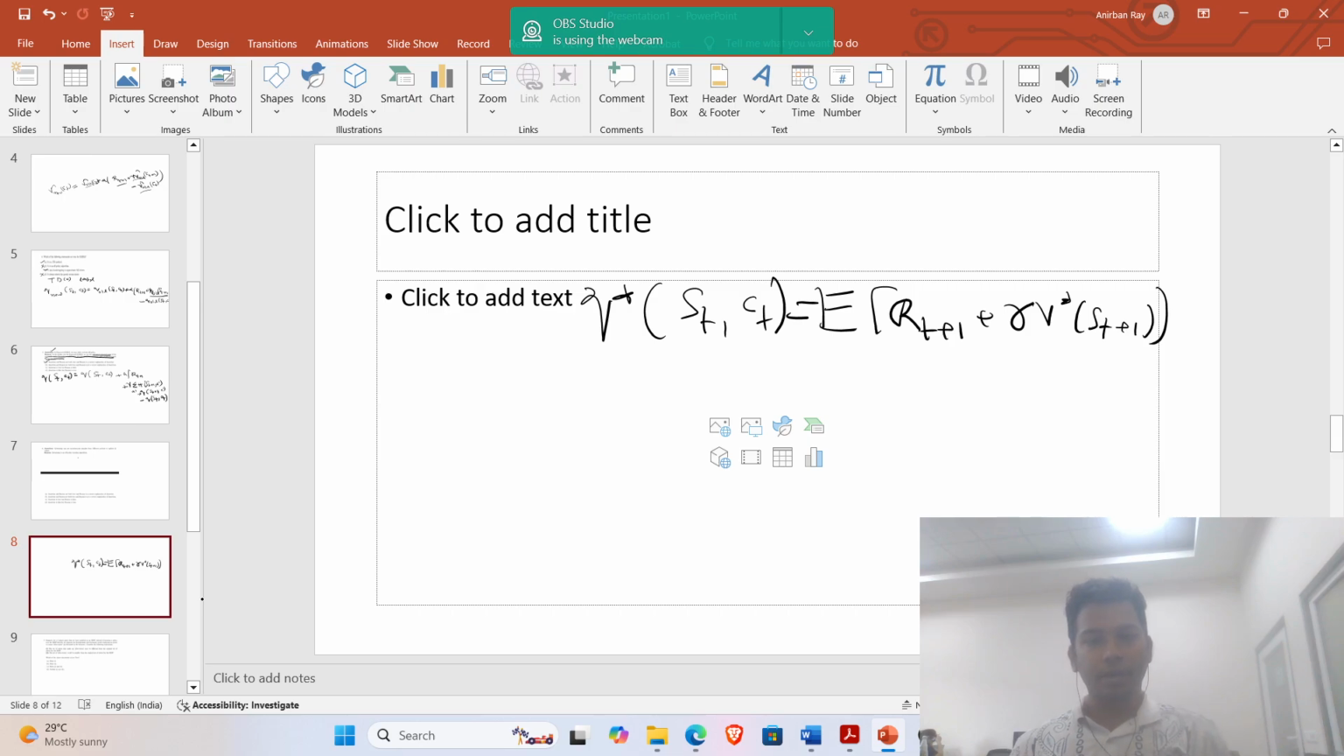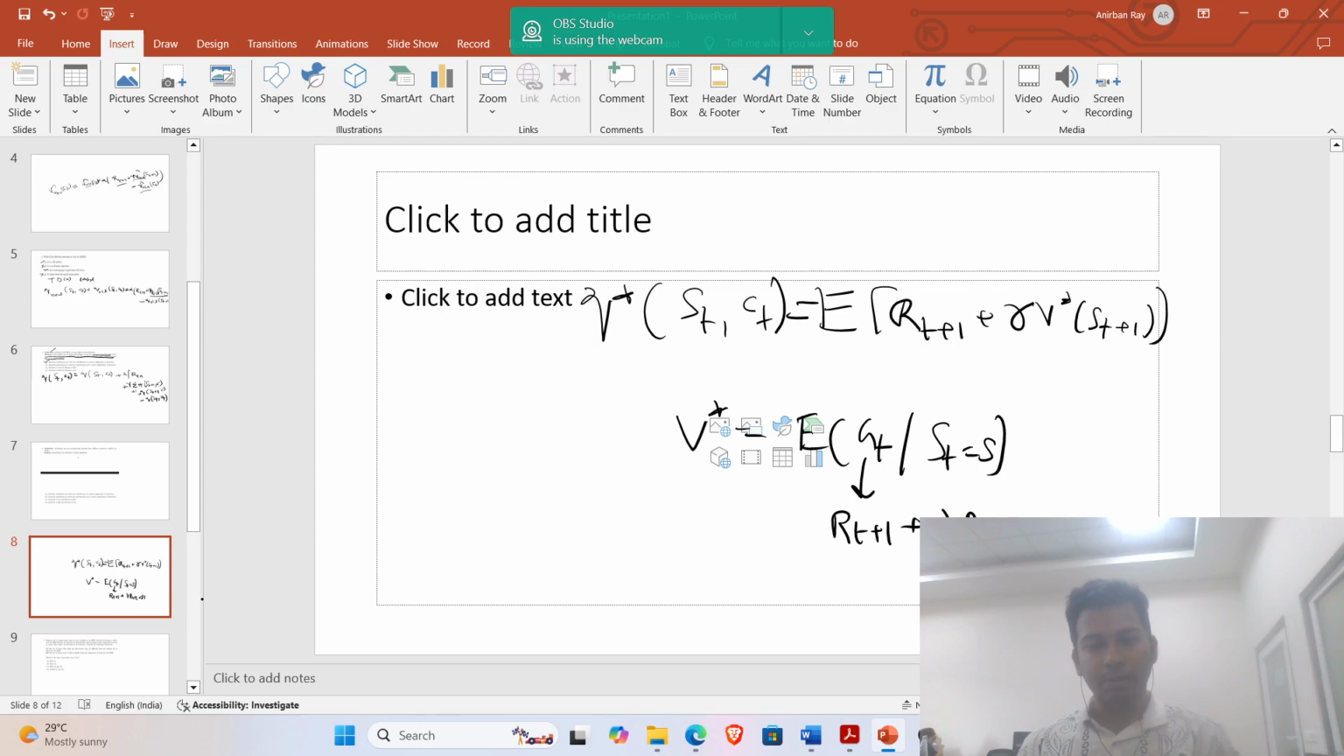How does it happen? If you remember, v star is equal to the expectation of G_t given s_t equals s. Now G_t is r_{t+1} plus gamma times r_{t+2} plus gamma squared times r_{t+3} and so on. What we are doing is keeping r_{t+1} intact and taking a partial expectation over the rest. What this becomes is v star at a later state s_{t+1}. So that is how we got Q star. This is actually from the Bellman equation.